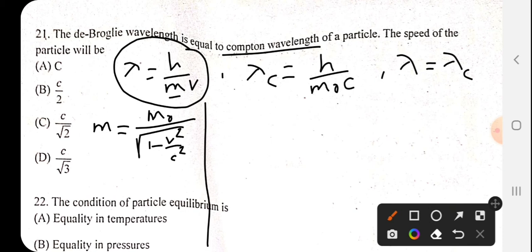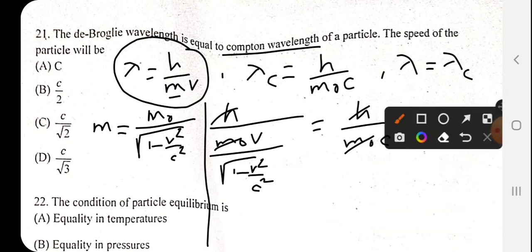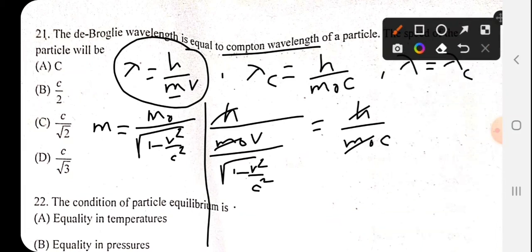So after equating both the equations, we get h divided by m naught v divided by root over 1 minus v square by c square, equals h upon m naught into c. So h cancels over, m naught also cancels over. Therefore we get this term, that is v by root over 1 minus v square by c square.